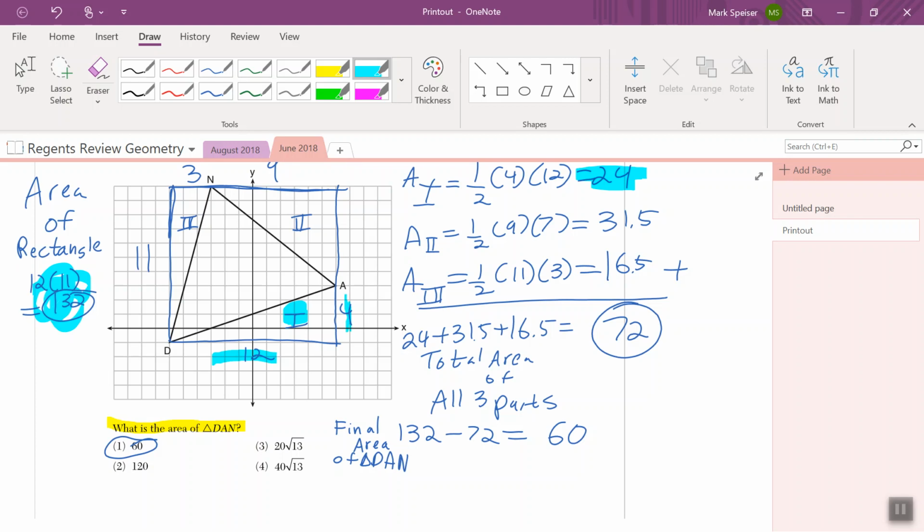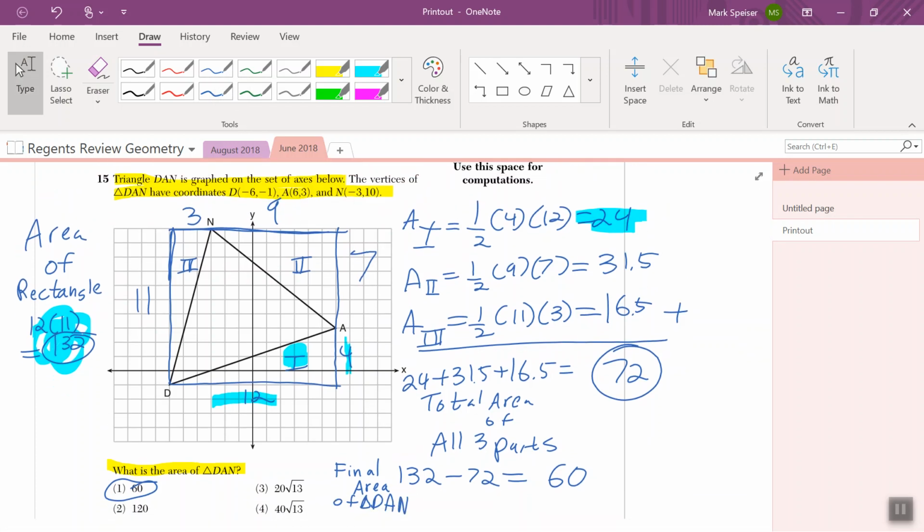We do the same thing for triangle number 2, where this length is 7, and this top length is 9. So 9 times 7 times a half is 31.5 units. And do the same thing for triangle number 3, which is 3 times 11, which is 33, times a half, which is 16.5.